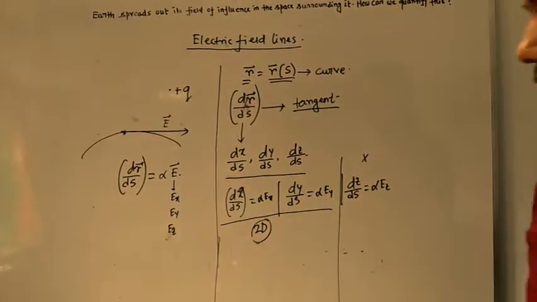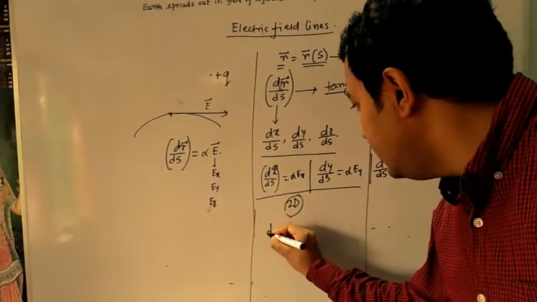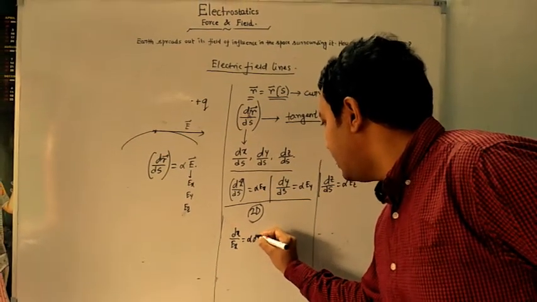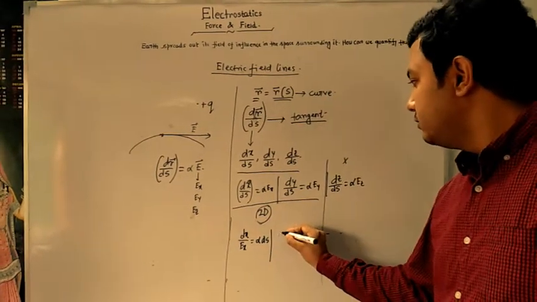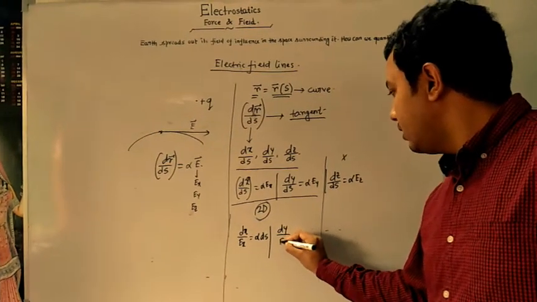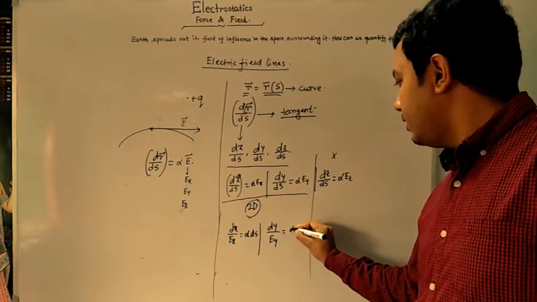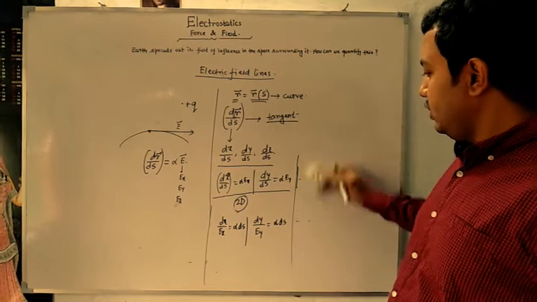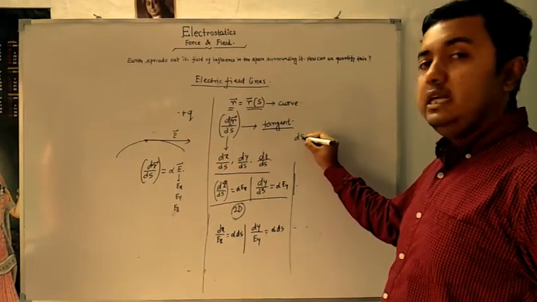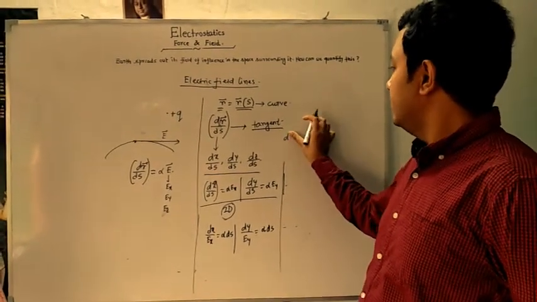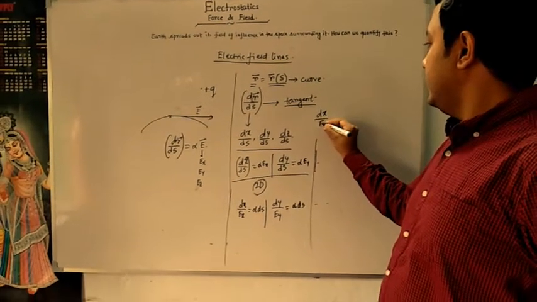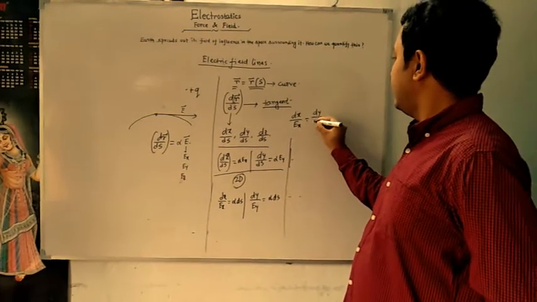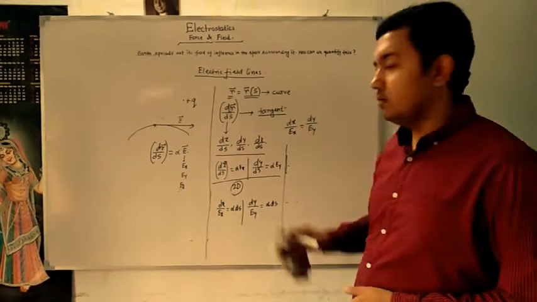So we can write from this dx by Ex is equal to alpha ds and dy by Ey is equal to alpha ds. Hence basically we get dx by Ex is equal to dy by Ey.